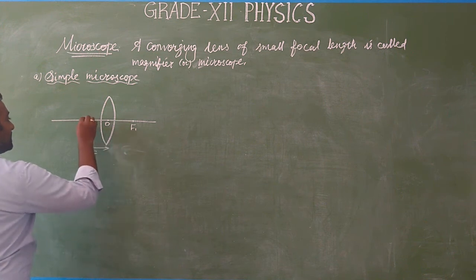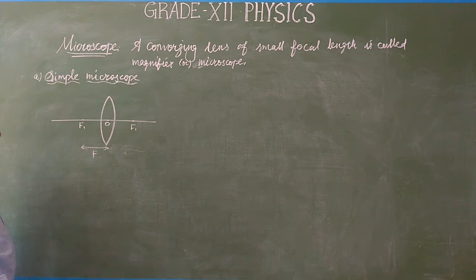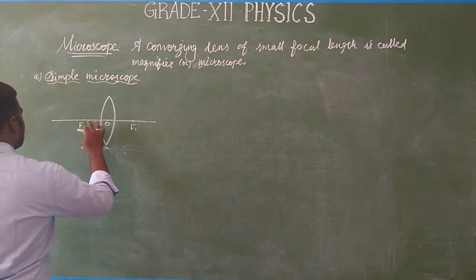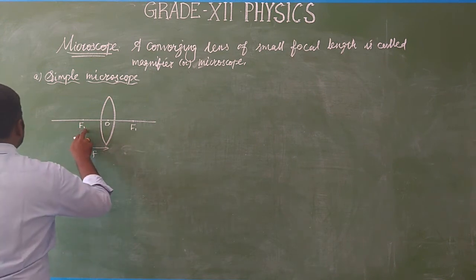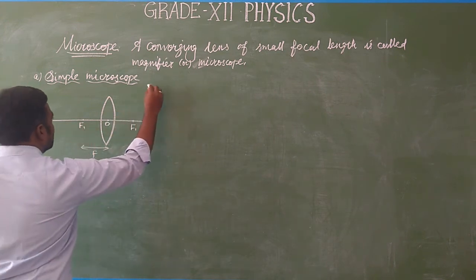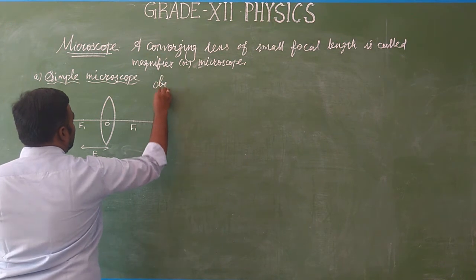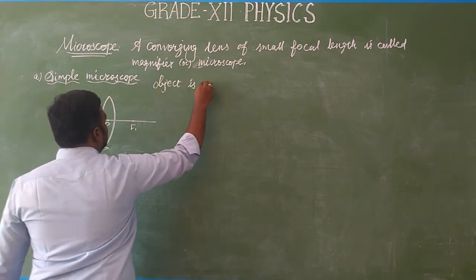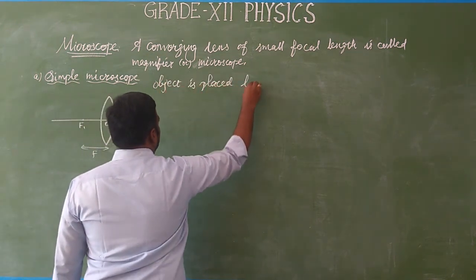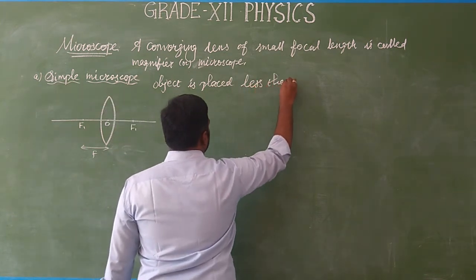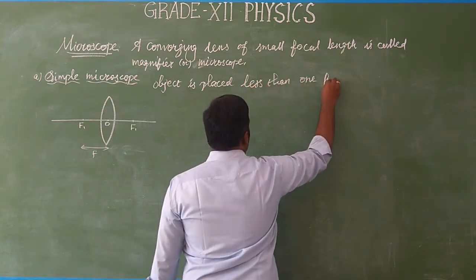And the object may be placed less than one focal length or equal to one focal length at the time where the image is obtained. Now we are going to keep the object, that is, the object is placed less than one focal length. So where are we placing the object? The object is placed less than one focal length.